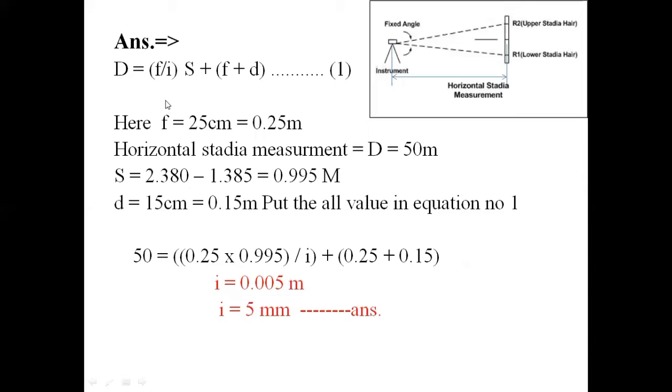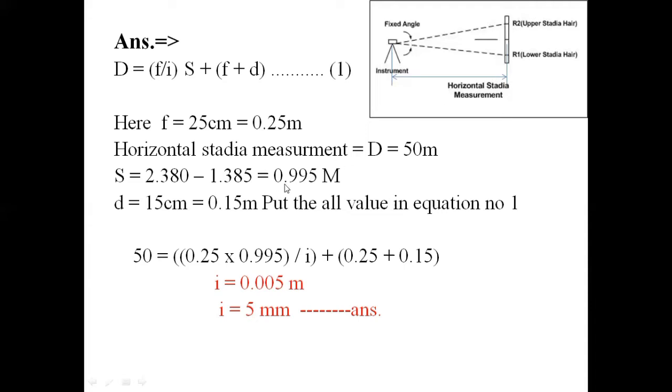According to our derivation in the previous video, d is equal to f by i into s plus f plus d. Here f is the focal length, therefore f is equal to 0.25 meter. Then the horizontal distance from the instrument to the staff held vertically, that is d, is 50 meter, and s is the difference between R2 minus R1. Here R2 is the upper hair reading and R1 is the lower stadia hair reading. The difference R2 minus R1 is called the staff intercept.